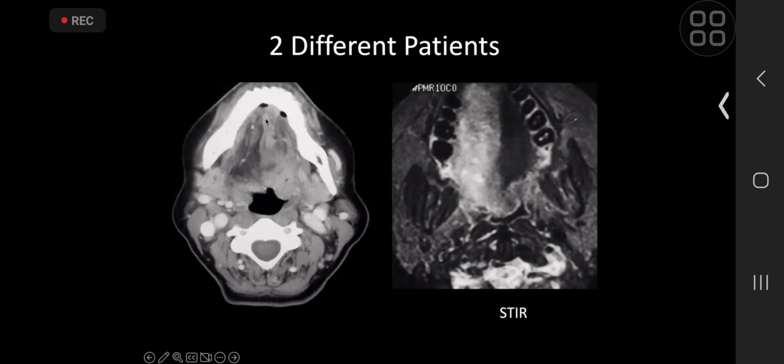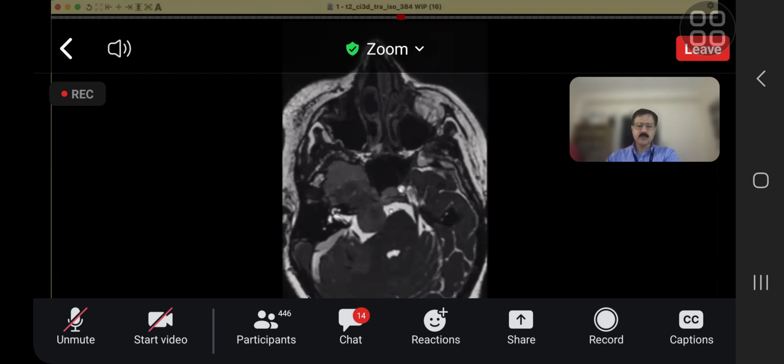And this is one case where the tongue has become fatty, and this is a STIR sequence where the tongue has high signal. So with this background, look at this case, which has too much to learn from.